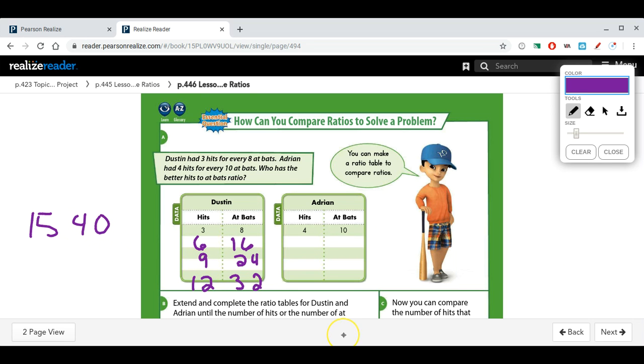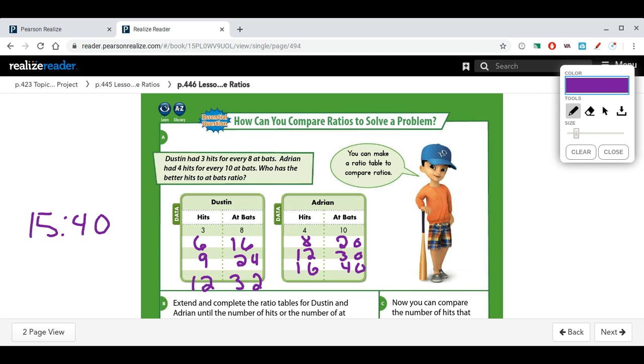I may have to extend this table until I find the number of at-bats that's going to be the same. So I'm having to find the ratio that's going to be the same so I can do that comparison. So when we take a look at Adrian, we have 8 hits. And if we have 8 hits, then we're looking at 20 at-bats. Let me add 4 more. So if I have 12 hits, I'm looking at 30 at-bats. And then if I have 16 hits, I'm looking at 40 at-bats.